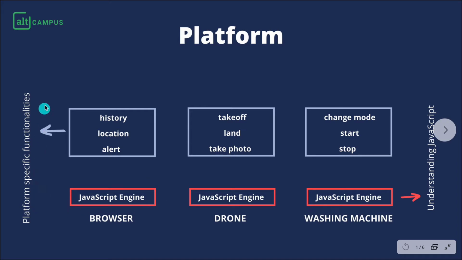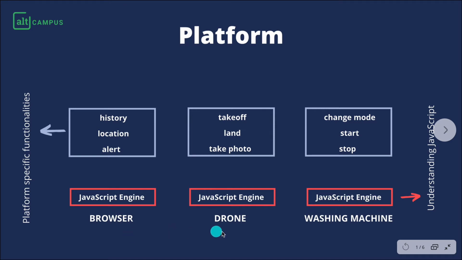It also comes with some extra functionalities, like in the case of a browser, it can be access to location, access to your sound, or maybe history, or maybe alert. So these things are called platform specific functionalities. This functionality is specific to this platform, the browser.